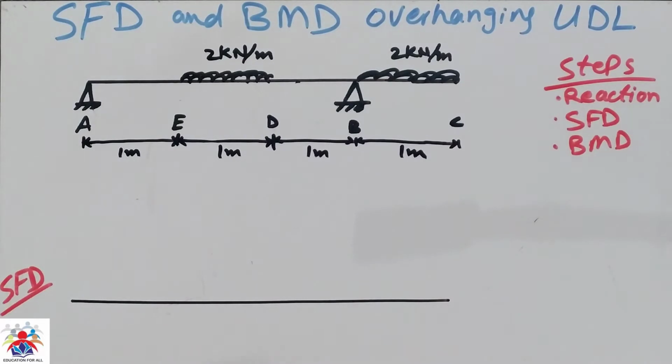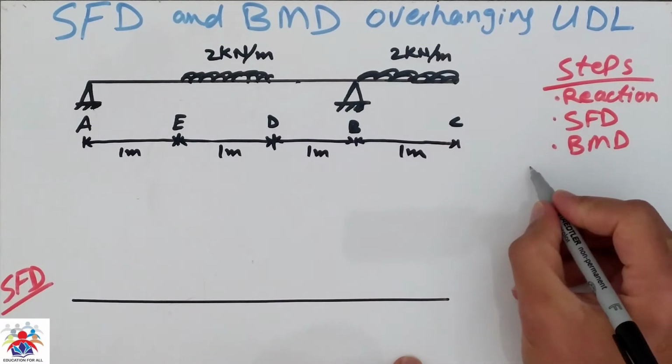In this video, I am going to explain how to draw a shear force and bending moment diagram of an overhanging beam with UDL partially acting on the beam. As you can see in the diagram, we have two UDLs but in a different shape. We have three steps to follow: reactions, shear force diagram, and then bending moment diagram.